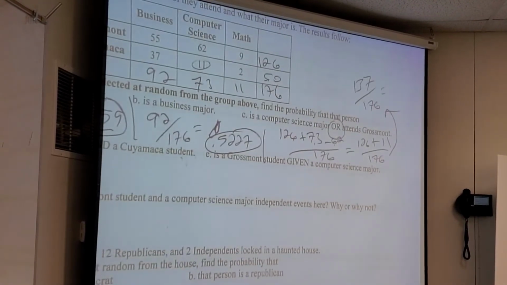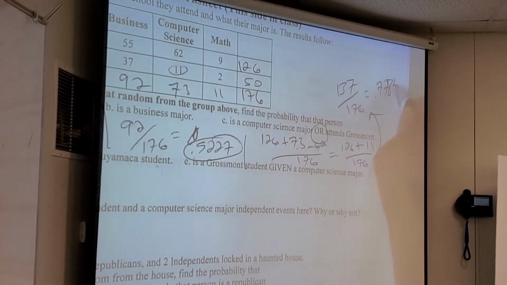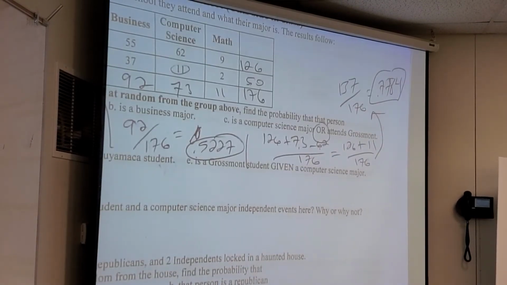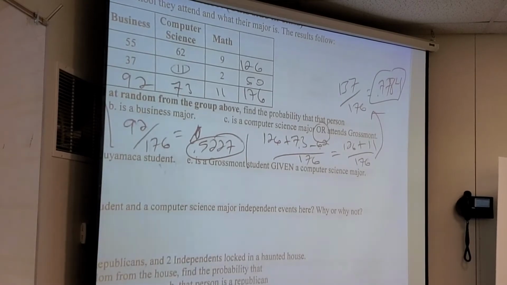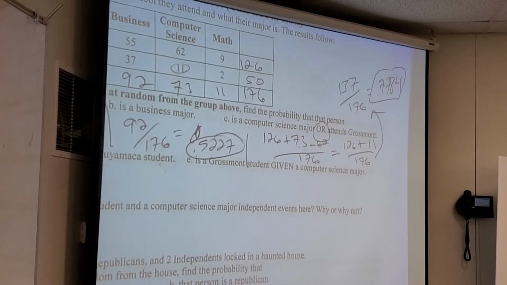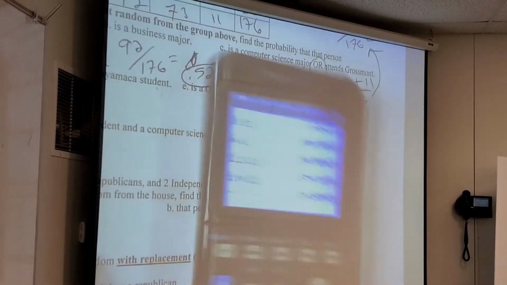And what do you guys get for that? 0.7784. Okay. Yes. What happened? Were we supposed to round 0.5227? Maybe. You can bring it up. I'm crowdsourcing. So let's see. Were we supposed to round? Hold on. Oh, that's right.